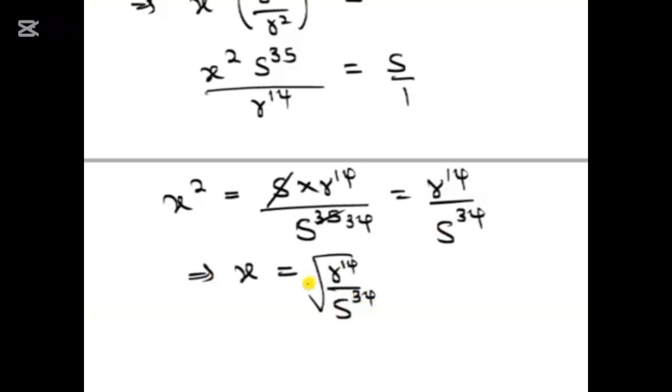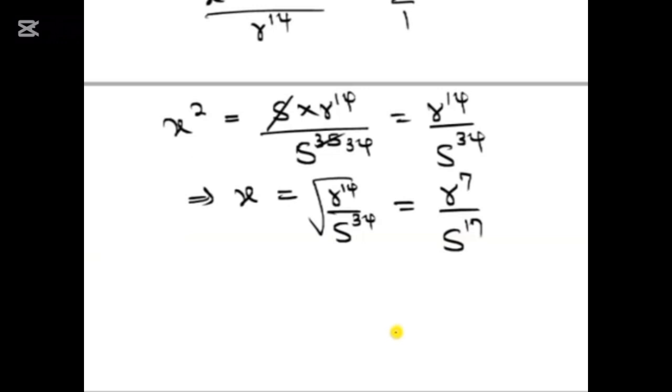So remember that square root is the same thing as power half. So it's going to reduce the powers here by half. So this will now be r to the power 7 and s to the power of 17. And that is our x.